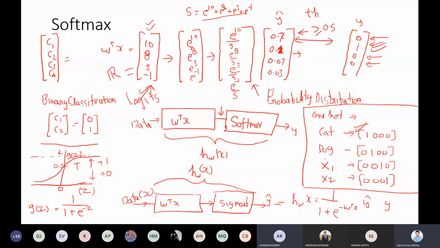No, there is no difference in the loss. The loss will be the same as the classification loss, because ultimately you are solving a classification problem. If you remember, it was the summation of i equal to 0 to m, yi log of h_w(xi) plus (1 minus yi) log of (1 minus h_w(xi)).